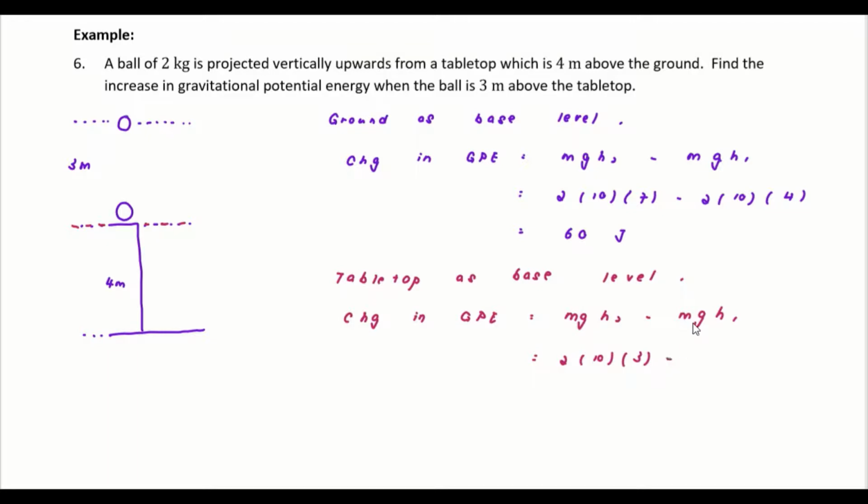So when you minus off the initial, this is the place where the ball is at initial, right? And this is the level where you decide to be as the base level. So that's why at this place, your height is just 0. So 2, 10, and 0. What you realize here is that you are going to get 0 for this part. So 2 times 10 times 3, that's going to give you the exact same answer as the previous one, which is 60 joule as well.